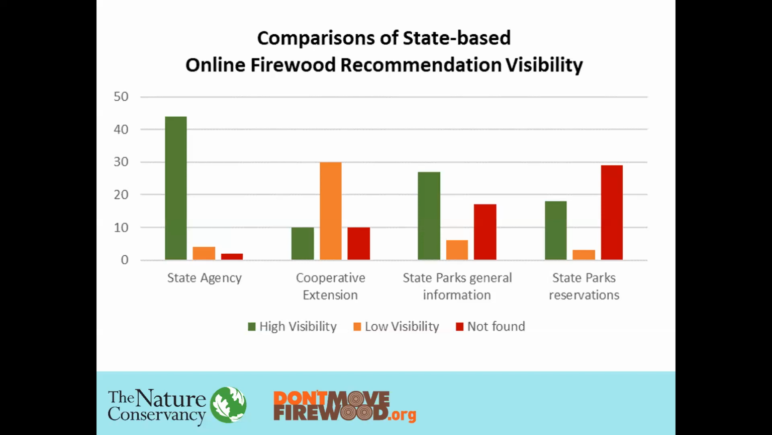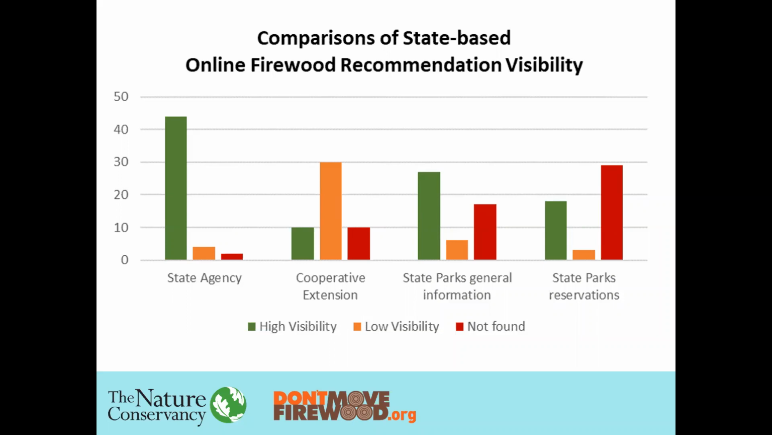So state parks had a pretty strong showing on high visibility. Very few had low visibility information. It was more of an all or nothing distribution because unfortunately we saw that something like 17 state parks had absolutely no information on firewood movement whatsoever.